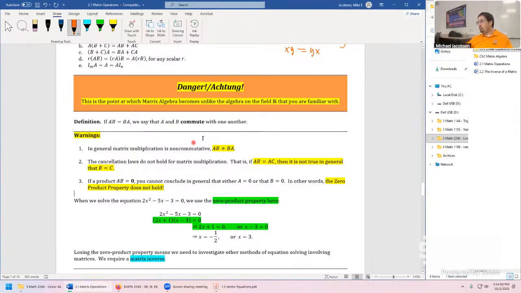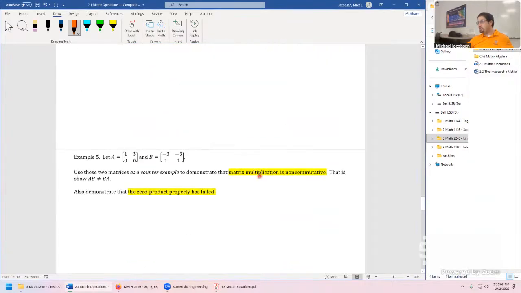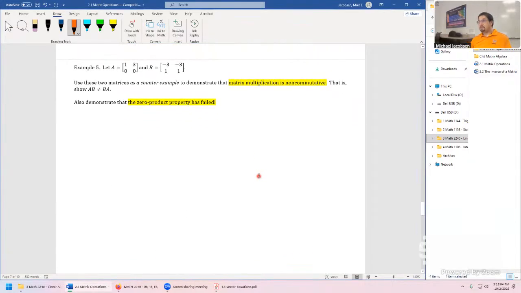So the big warning here, the big takeaway, is A times B is not equal to B times A. Algebra doesn't work the way you think it should. And we'll investigate that ourselves down below here. So you'll have a version of this as well in the homework.